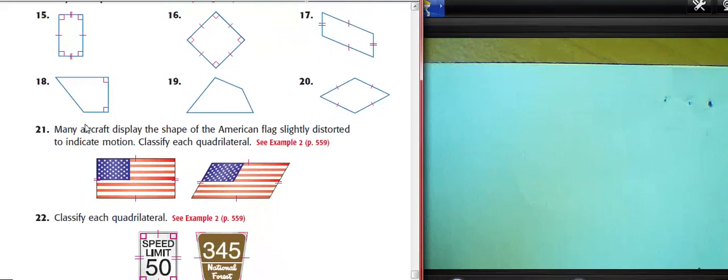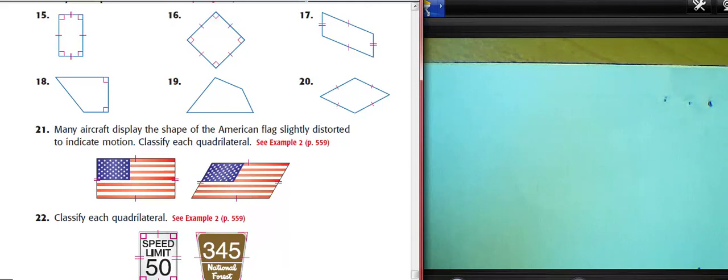Question 21. The graphic displays the shape of the American flag. Classify each quadrilateral. We have a rectangle, and this blue rectangle. And what is this? It was a parallelogram. And we have a blue parallelogram.